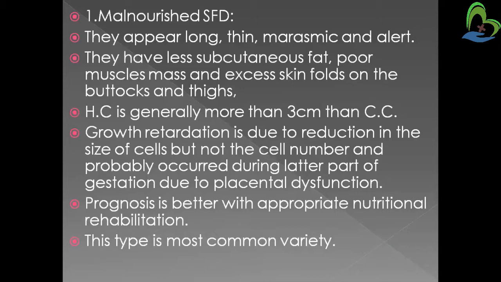In this asymmetric IUGR, there is growth restriction, but head circumference is normal. Only weight is affected in asymmetric IUGR. Then growth retardation is due to reduction in the size of the cells, but not the cell number, and probably occurs during the later part of gestation due to placental dysfunction.